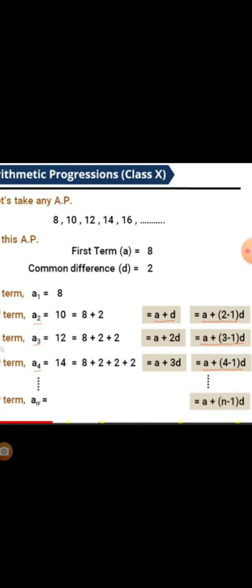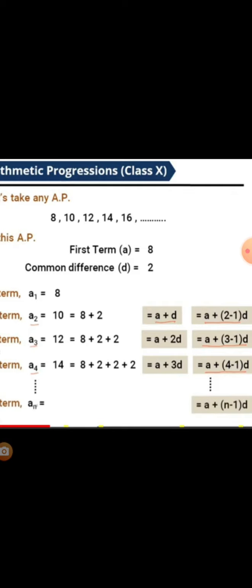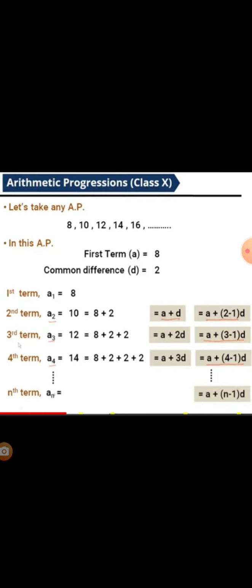That is A plus 3D. A plus, the 4 means the fourth position, 4 minus 1 into D. That is, again we will get A plus 3D. Likewise, the last term an, look at the formula. Finally we got A plus n minus 1 into D. What is the last term? an is equal to A plus n minus 1 into D. This is the formula to find out the last term.